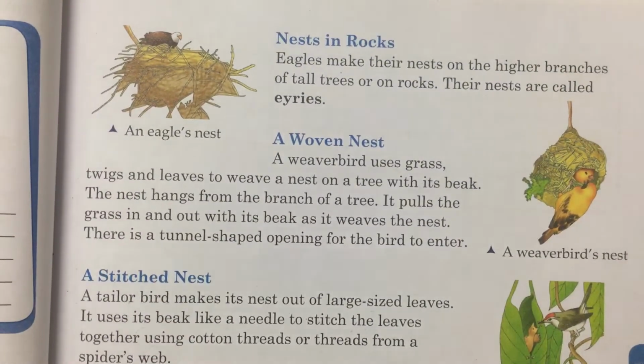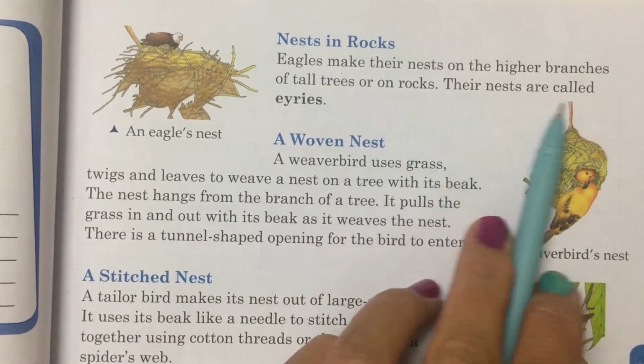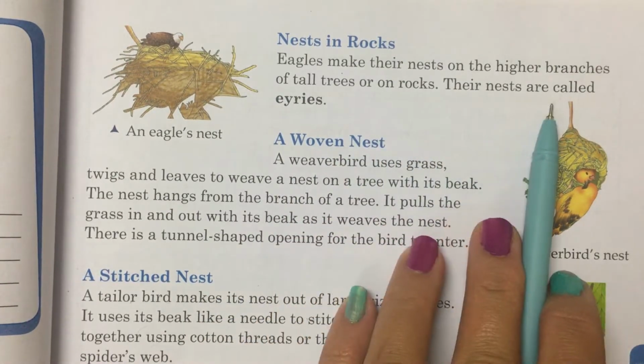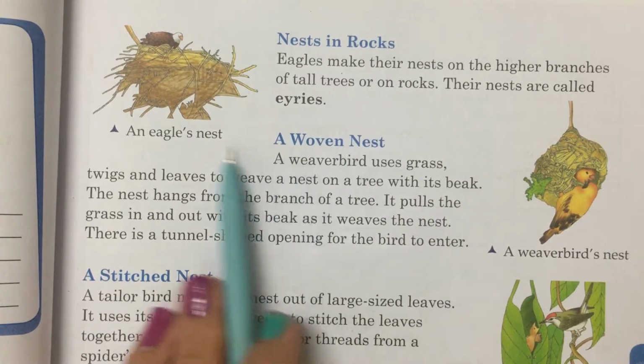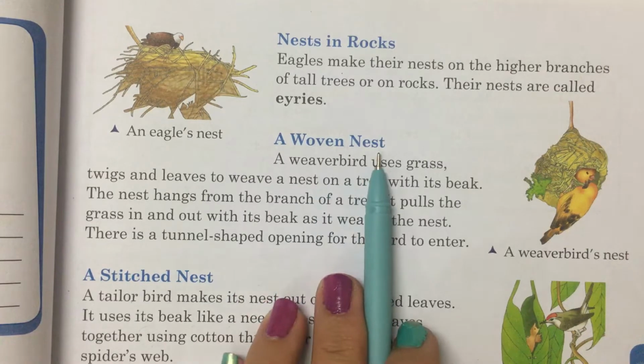Nests in rocks. Eagles make their nest on the higher branches of tall trees or on rocks. Their nests are called eyries. An eagle's nest.